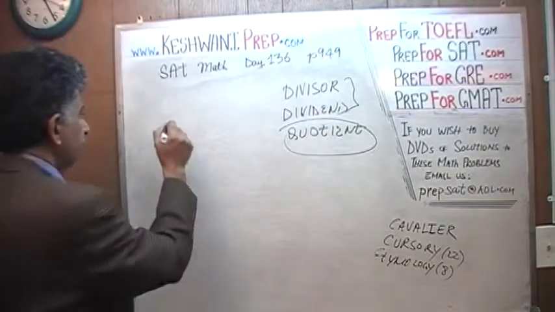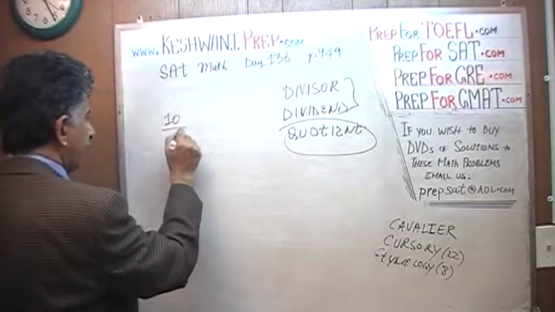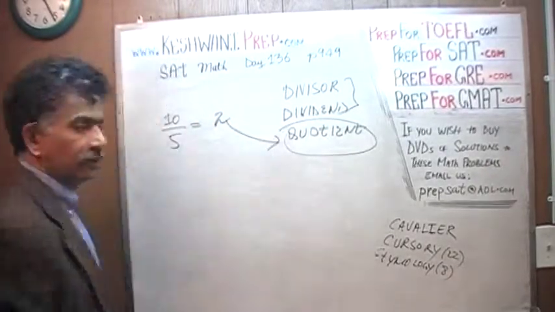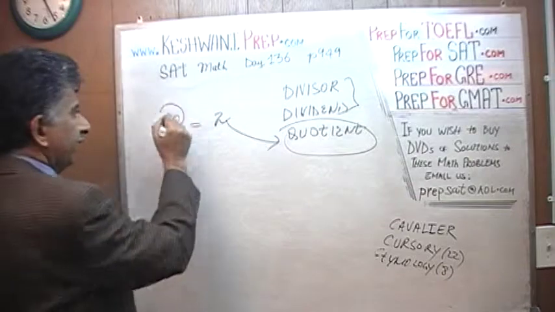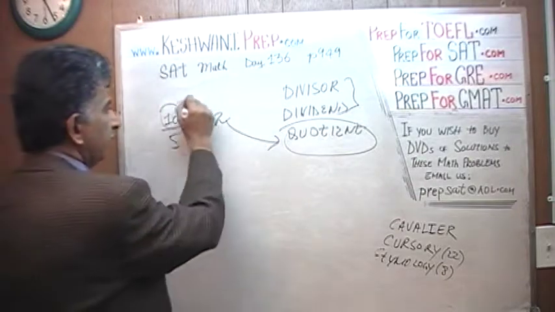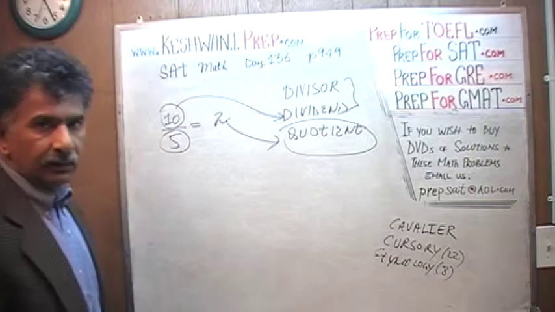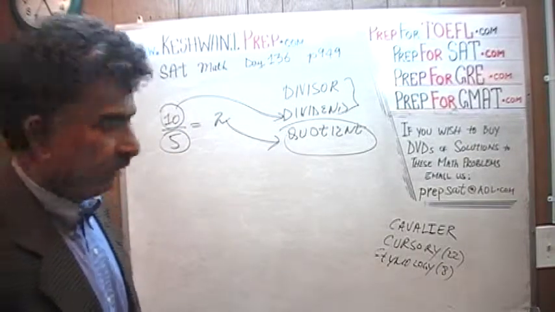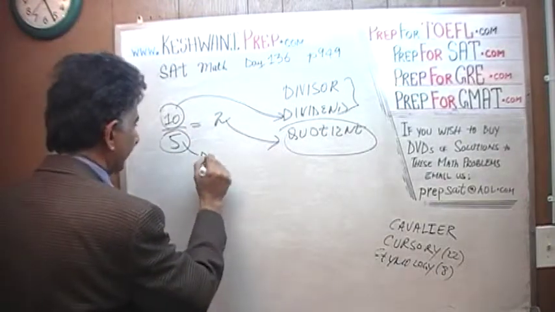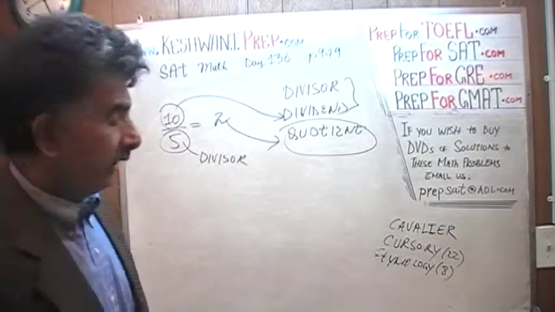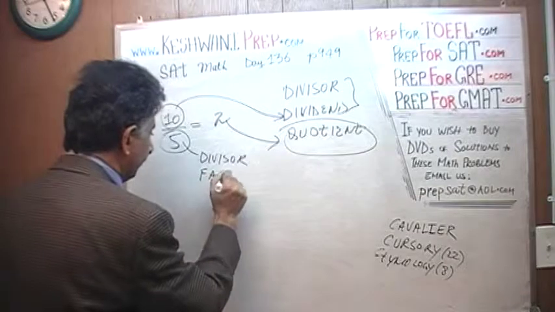For example, if you were to divide 10 by 5, you will get 2. 2 is called the quotient. What's a 10? 10 is called the dividend. And 5, the number by which you're dividing the other number, is called the divisor. Divisor is also sometimes referred to as factors.